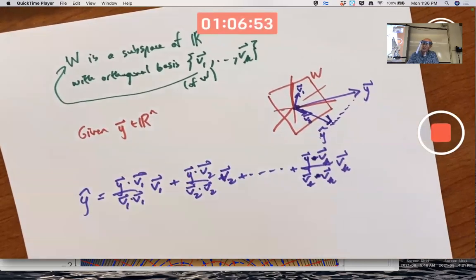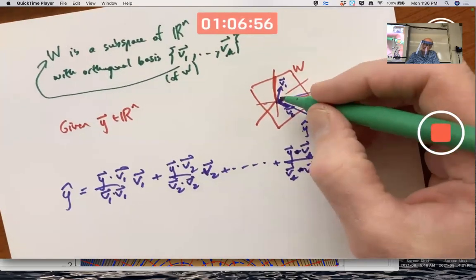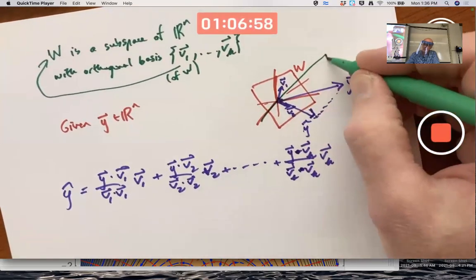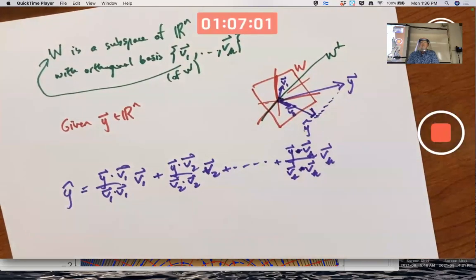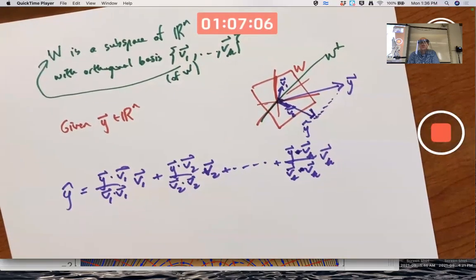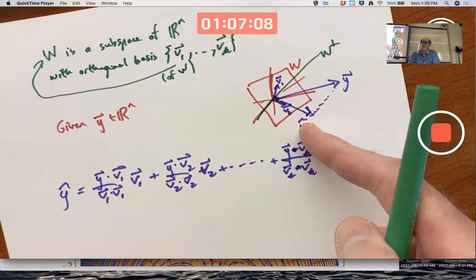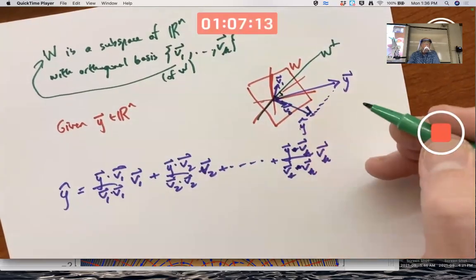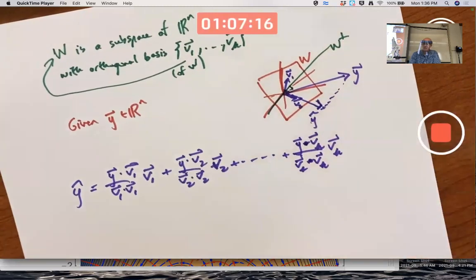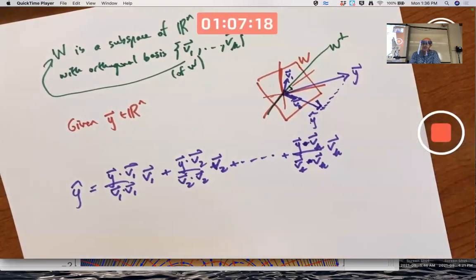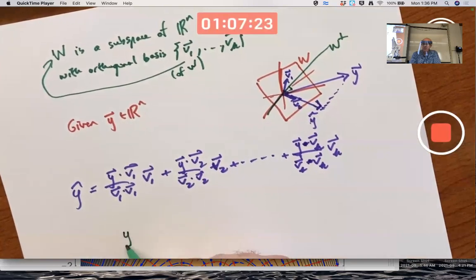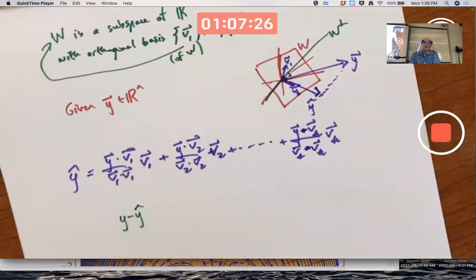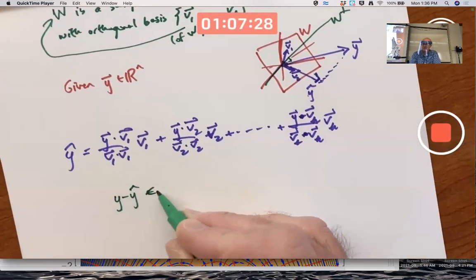Also, you should be able to find another vector that's in a subspace called W perp, which consists of all vectors in Rn that are perpendicular to all vectors in W. If W is a plane through the origin in three-dimensional space, then W perp will be a line through the origin that's perpendicular to that plane. And the vector in W perp that you want to pick is Y minus Y hat. That's in this subspace W perp.